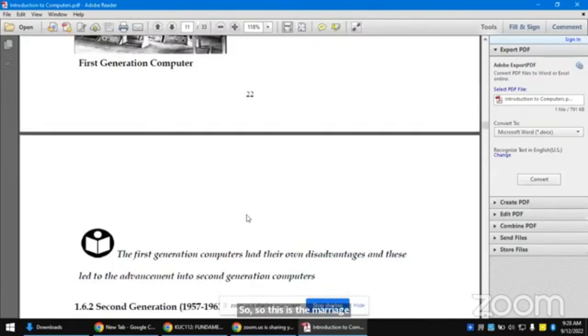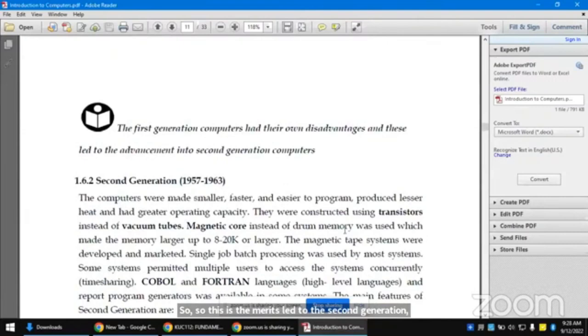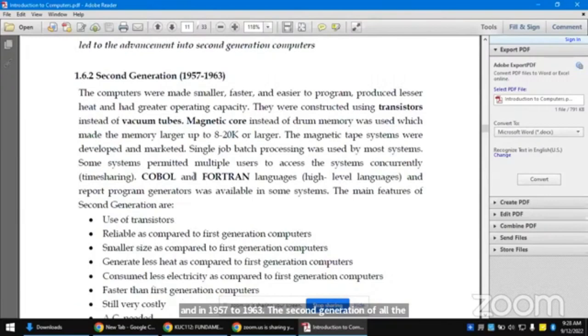And in 1957 to 1963, the second generation evolved. The computers were made smaller, faster, and easier to program, produced less heat, and had greater operating capacity. They were constructed using transistors instead of vacuum tubes. So note, these ones use transistors. They never used vacuum tubes.